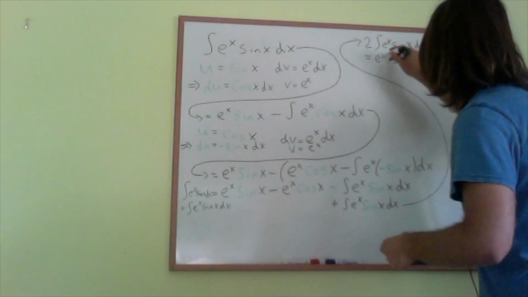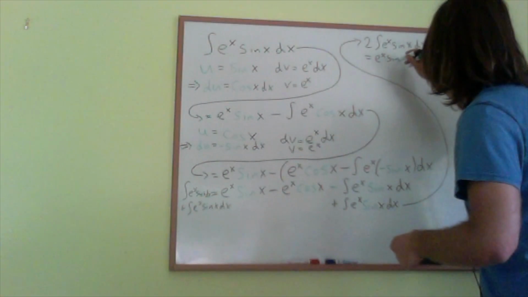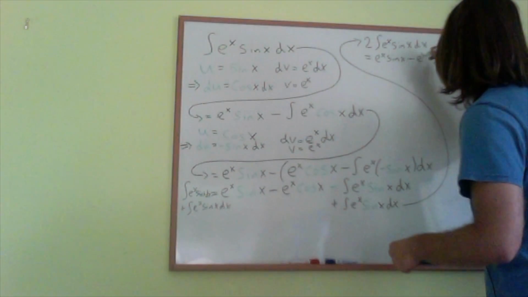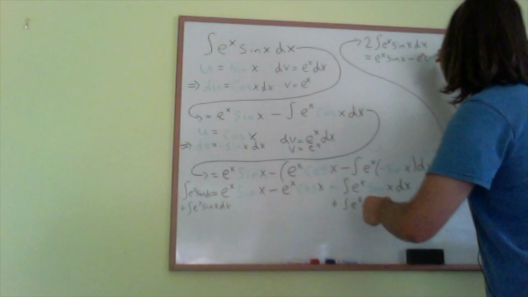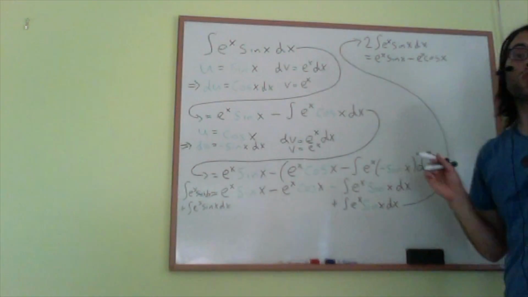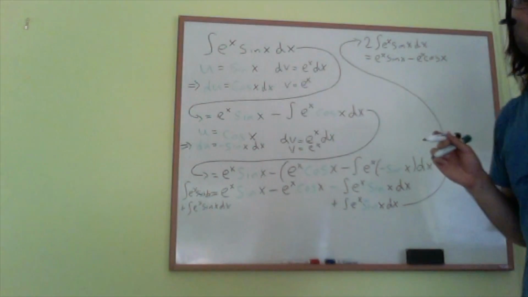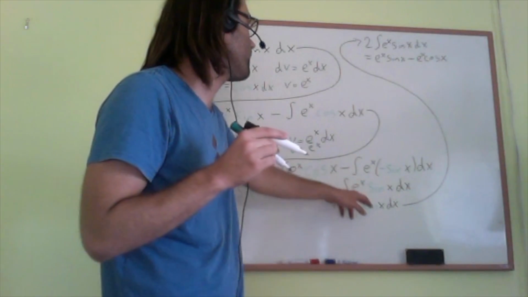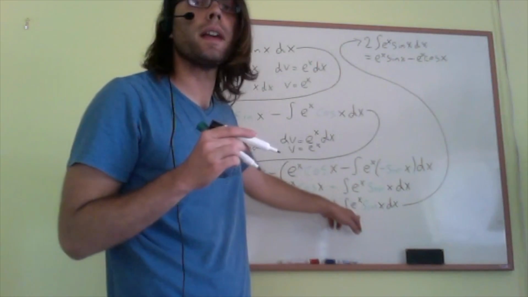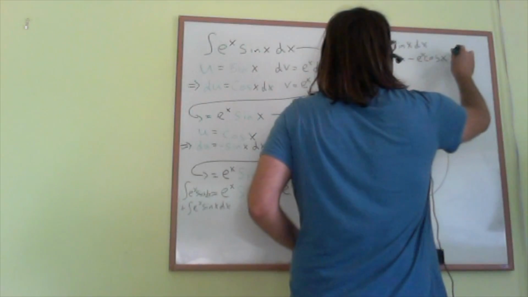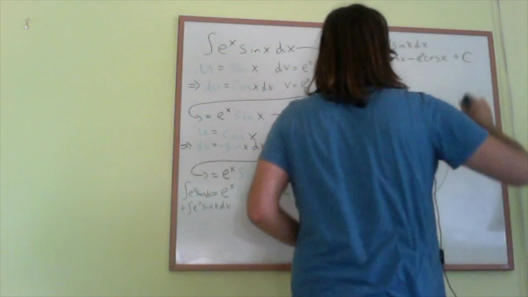e to the x sine x minus e to the x cosine of x. Now, antiderivatives actually aren't necessarily unique. They're unique up to a constant, so when you add an antiderivative to itself, you end up with a plus c, not 0. So it's going to be plus c here.